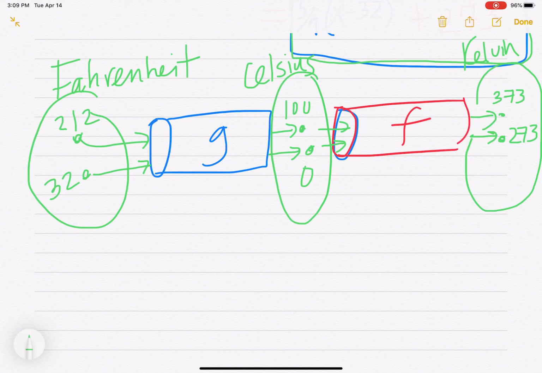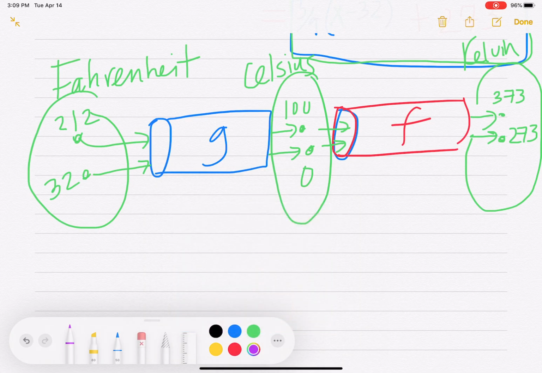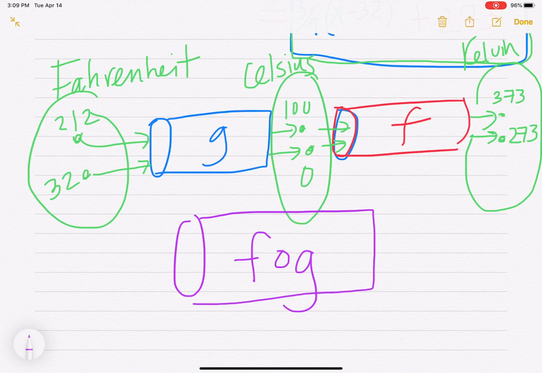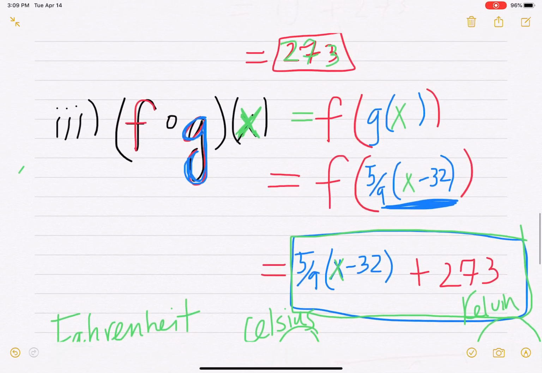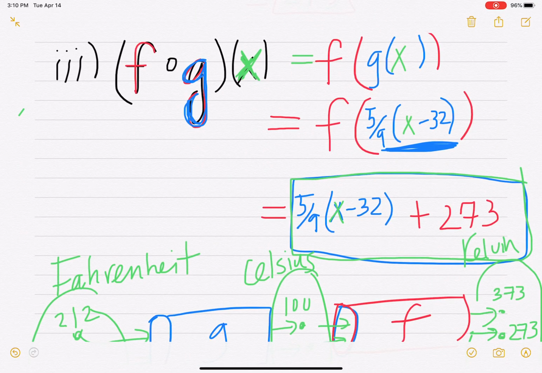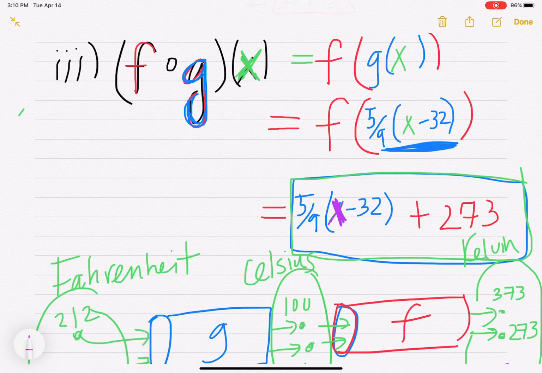And your F circle G function, I'll put this one in purple. F circle G, you can imagine an F circle G function. That's the function we've been dealing with. That takes the Fahrenheit and converts them directly to Kelvin. That's what we've actually been doing. So this last formula, F circle G of X, that takes you directly, this is the general formula right here. The input in purple would be your Fahrenheit, and the total output would be Kelvin.